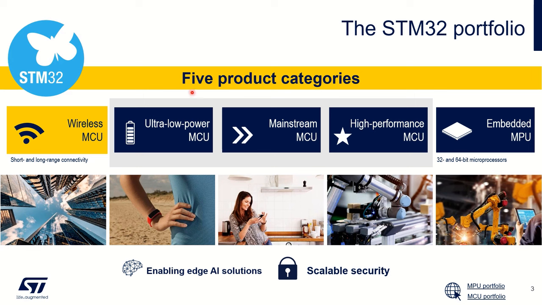We also have the ultra low power microcontroller series. And on the left side, you can notice the wireless microcontroller. Here we are addressing short range and long range connectivity with two different sets of products. On top, we have additional focus like AI. We are trying to put some AI accelerators more and more on different parts. As well, scalable security is really now a focus to fulfill the latest security standards. You will see some specific features on many different parts of our portfolio, including the wireless microcontroller.